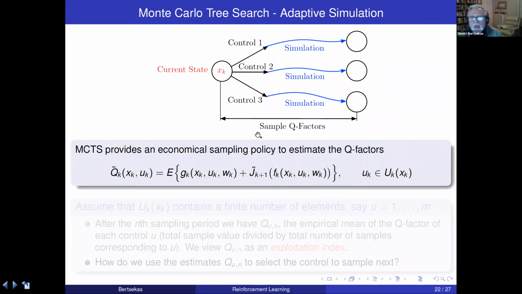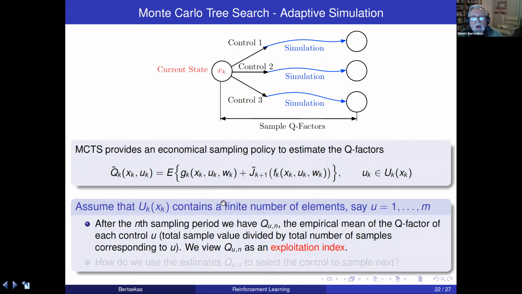Let's look at one step look ahead. At the current state, we consider various controls. Here in this picture, we have 3 controls. We simulate sample trajectories to the end. These are sample Q factors. And these are samples of this expectation here. For particular state control pairs, we obtain a sample by simulation of this. If we get enough samples, we can average them and get a close approximation to the expected value.